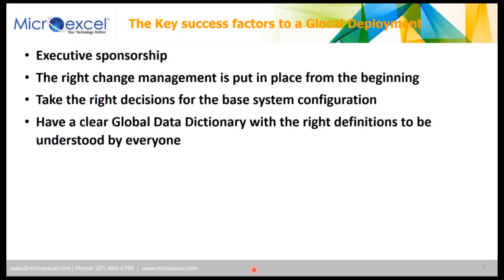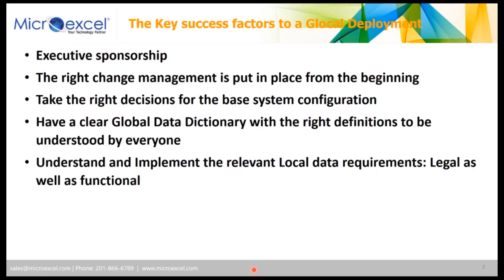The next one is to have a clear global data dictionary with the right definitions to be understood by everyone. When I talk about a temporary person, what does it mean? Each country will understand it differently. When I talk about a contract person, what does it mean? Etc., etc. So we really have to be very clear once we start deploying the system with our different countries. Just sending an email is not always the best way of doing it. You need to set up meetings and explain clearly the definitions.